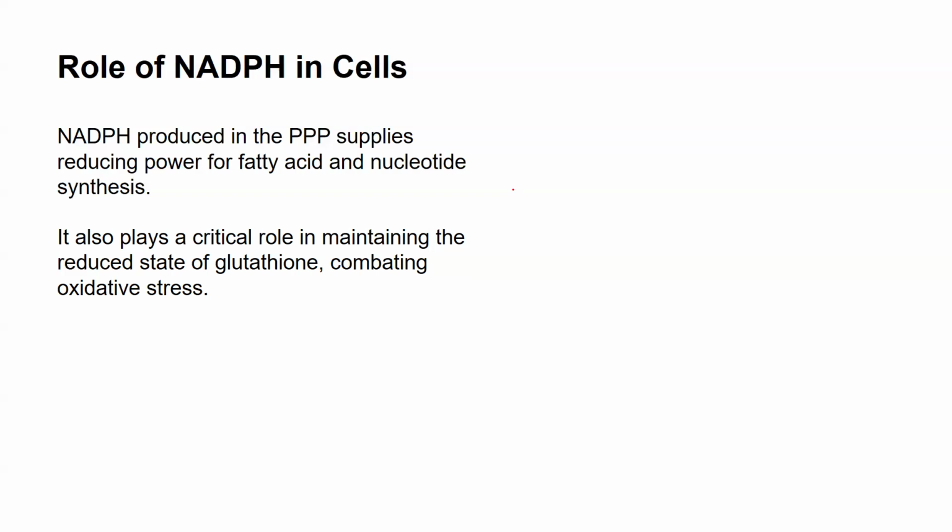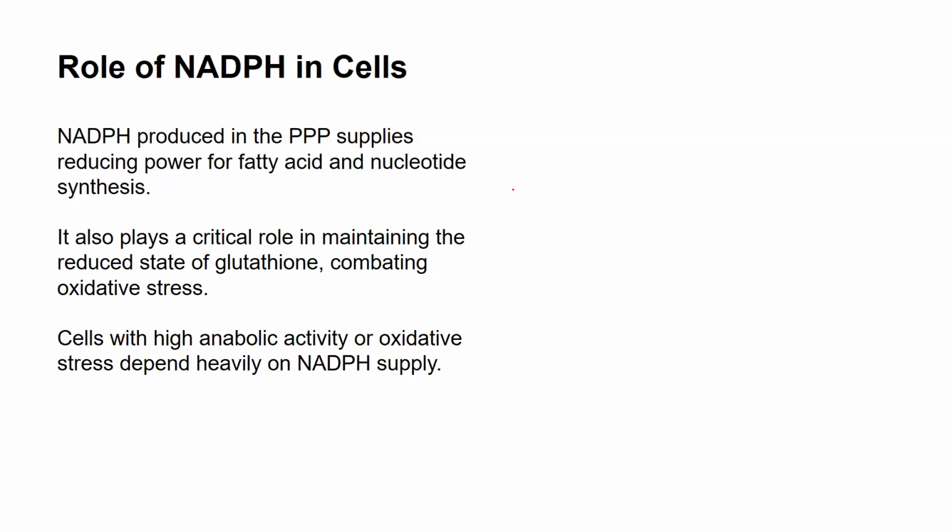So what happened? It is this NADPH that usually donates electrons to glutathione, thereby maintaining its reduced form. Therefore, maintaining the reduced state of glutathione is important in combating oxidative stress. So cells with high anabolic activity or oxidative stress depend heavily on NADPH supply. And if there is no heavy supply of NADPH, there is going to be oxidative stress.